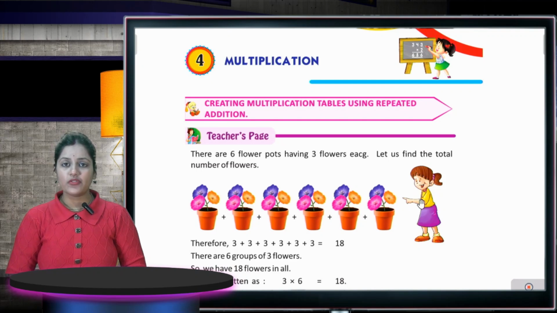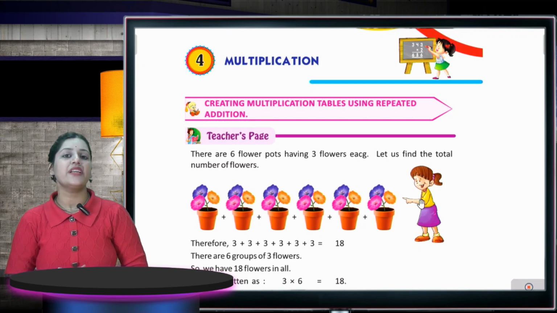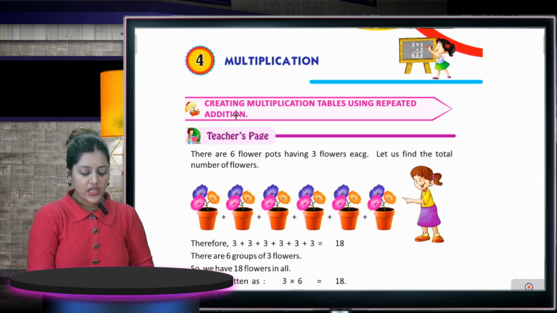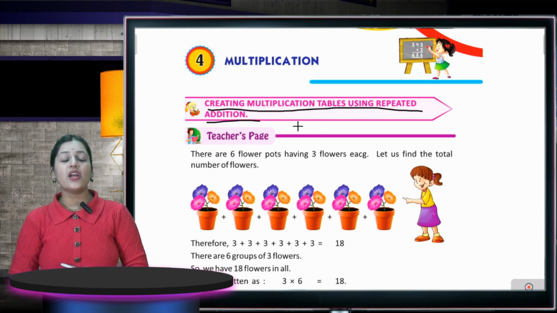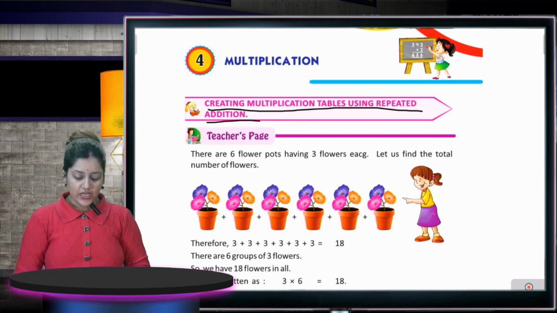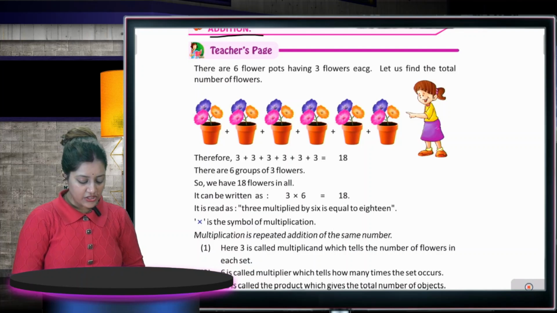So what is the name of the chapter? The chapter name is multiplication. So let's start our chapter. Creating multiplication tables using repeated addition. Now what we have to do? We are going to create the multiplication tables by using repeated addition.